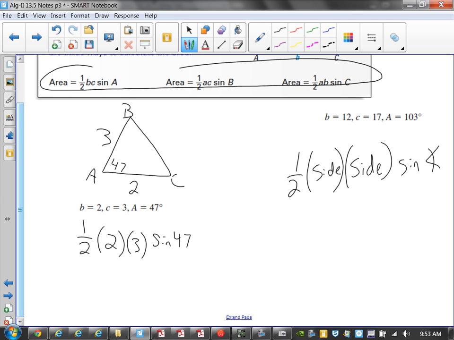So it's the 2 sides that make up an angle, 1/2 the side times the side times the sine of the included angle, and it spits out the area of the triangle every single time. It's a very nice little shortcut. Again, this is straight calculator work. It's any 2 sides and their included angle.